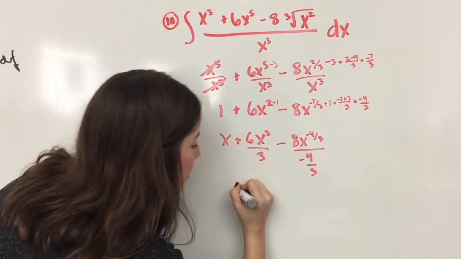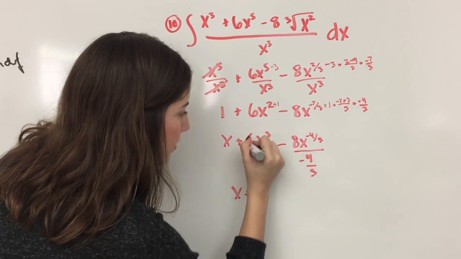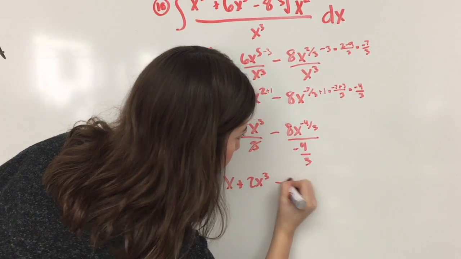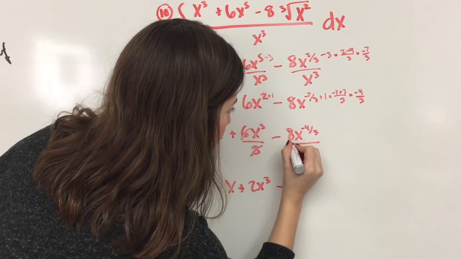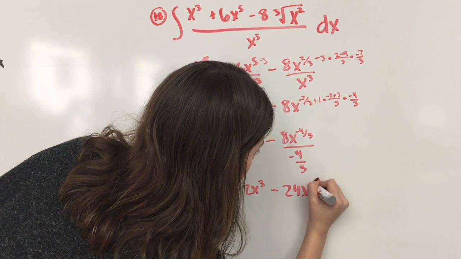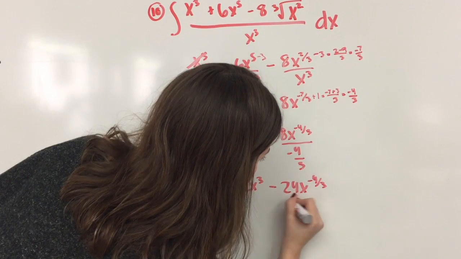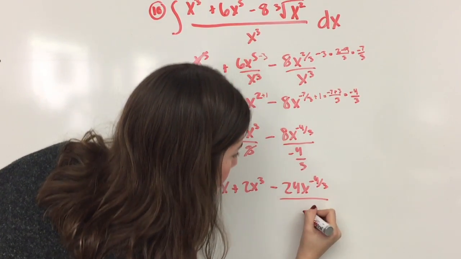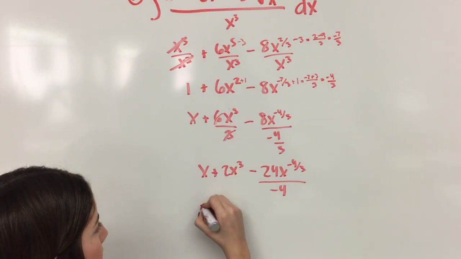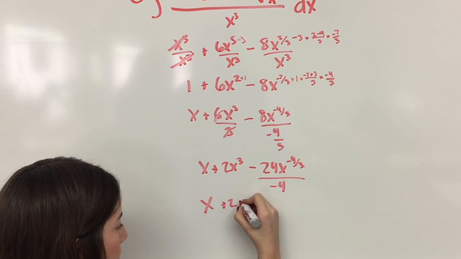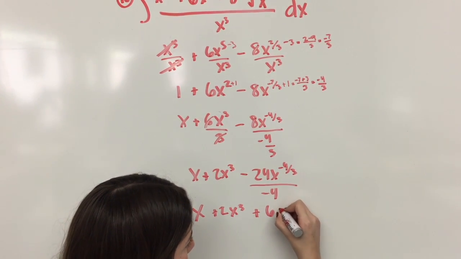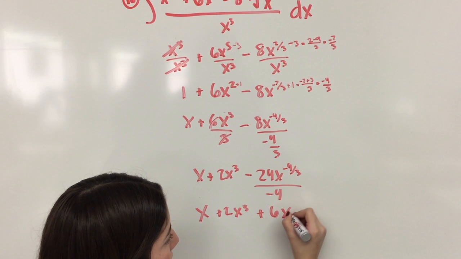Now you have to simplify the equation, so you get x plus 6/3 x cubed, that equals 2x cubed. Now you have negative 8x to the negative 4/3 power. You multiply it by 3, that is on the bottom, and that is equal to negative 24x to the negative 4/3. Now you multiply negative 4 times 1, and that's negative 4, so you put it as a denominator. You still need to simplify the equation, so you have x plus 2x cubed. Now negative 24 divided by negative 4 is positive 6 times x to the negative 4/3 power.